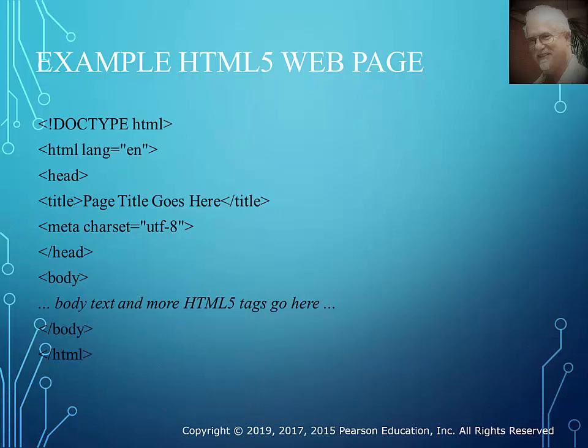Here's a nice little example. Here you have the document definition. Then we begin the HTML itself. You see it is a paired tag. It's a container. There's HTML at the beginning, and /HTML at the end. You have a head, which is also a container, a title, which is a container, and a body, which is also a container.